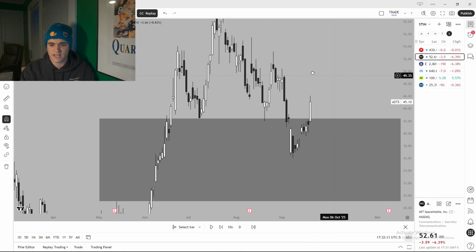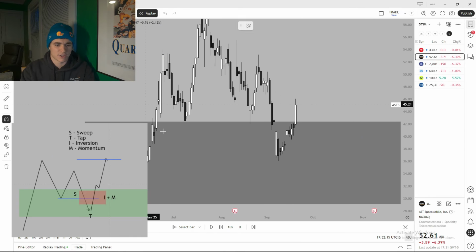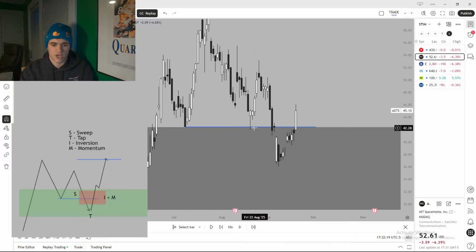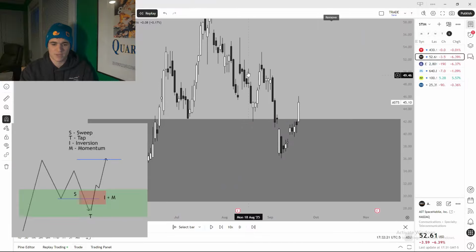Okay, so we have the tap, right? Now we can also see we have the sweep, right? We had this set of swing lows inside of this range, and we come down and take them out. Now, a lot of people at this point are going to be very bearish, right? So that's another reason that this model works so well, because it's almost like a fade the public, right?